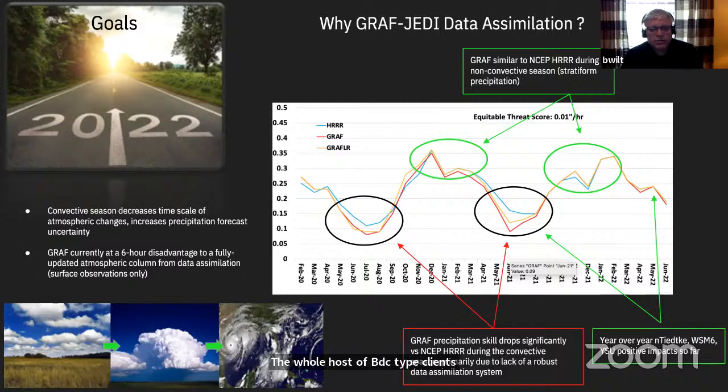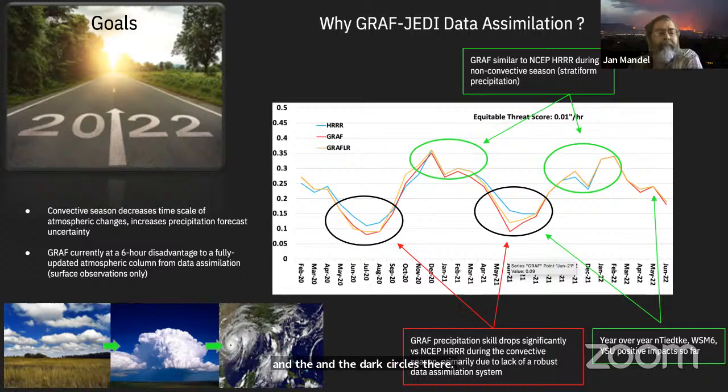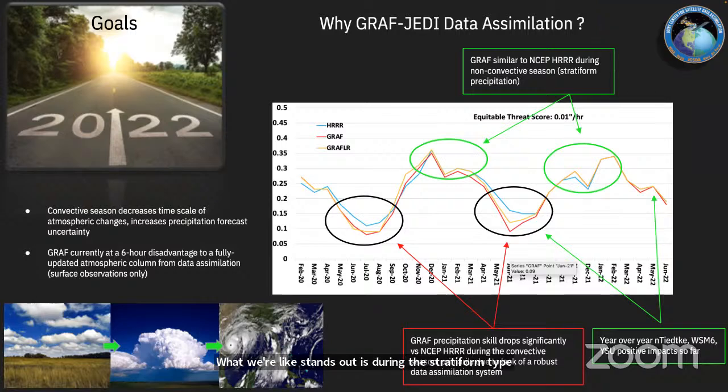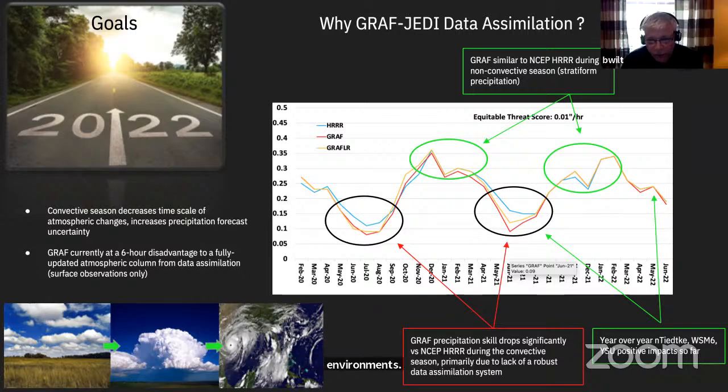So why are we getting into JEDI data assimilation? Just showing this graph, this is going back since we started keeping track of equitable threat score relative to HRRR. We really use HRRR as a benchmark here, not necessarily competing with it, but we use it as a benchmark to know what's good and what's not, how are we doing? So going back to February 2020, you can see in the dark circles there, what really stands out is during the stratiform type environments, GRAF is very, very similar to HRRR and occasionally beats it over a 1 week time period, especially during the fall and winter months.